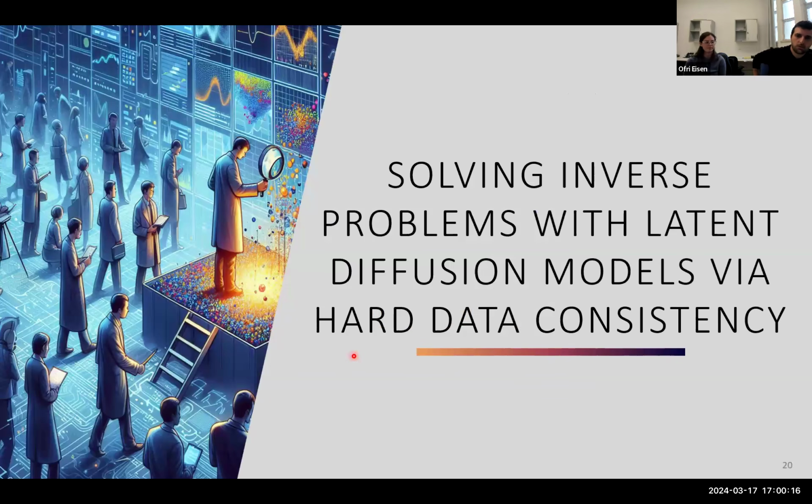Okay, so the second paper is "Solving Inverse Problems with Latent Diffusion Models via Hard Data Consistency". We want to note two things. First, it's not only linear, it's general inverse problems. And second, we would like to emphasize it's hard data consistency, and now we will see what is hard data consistency and what is soft data consistency.